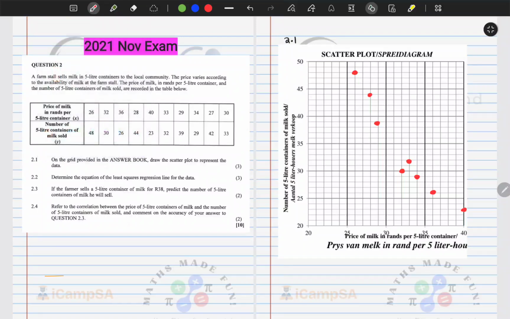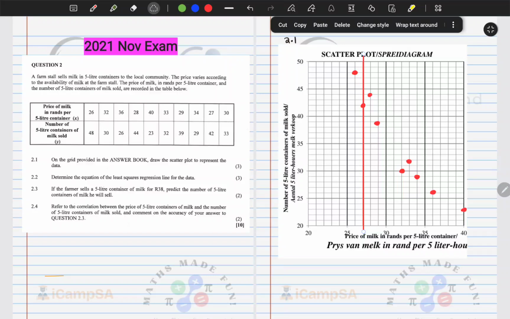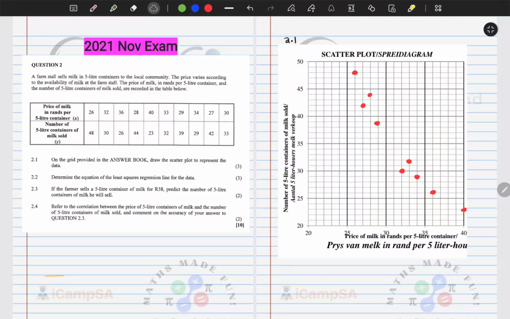So let's see. 27, we have 26, 27, 27 is here. 27 and 42. So that is 1, 2, 42 is there. So this means we're looking at a point that is sitting there. So delete. It's very important that you guys look at your sketch carefully.